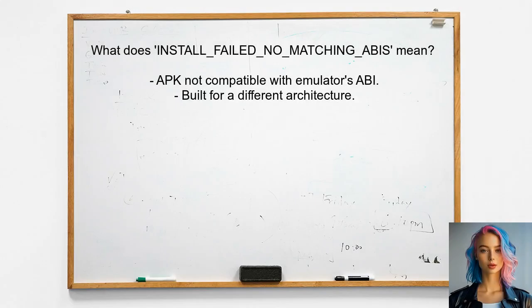So what does this error mean? It typically indicates that the APK you're trying to install doesn't have a compatible ABI for the emulator. This can happen if the APK is built for a different architecture than the one the emulator supports.